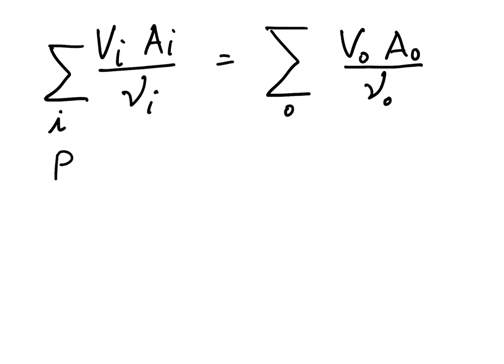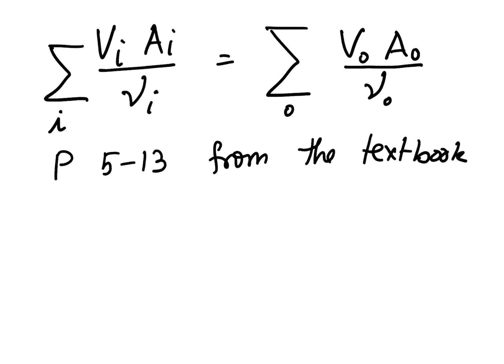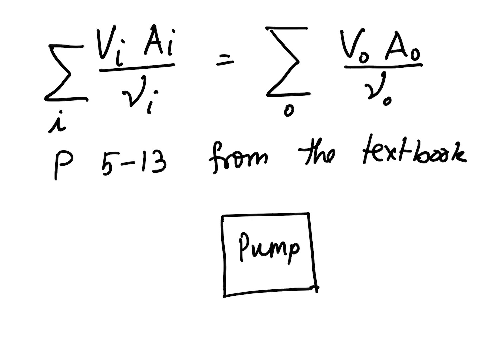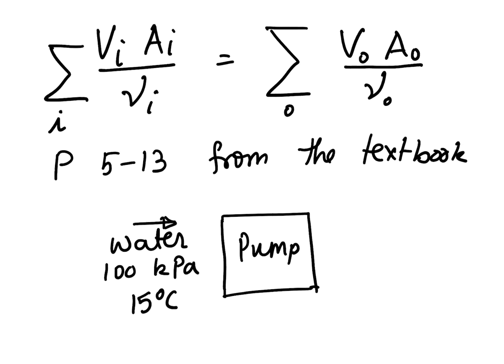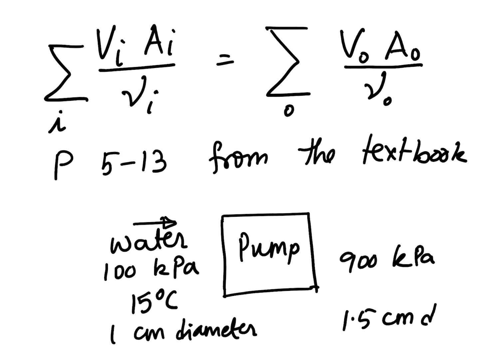As an example, I'm going to solve problem 5-13 from the book. And let me state briefly the facts of the problem. This is about a pump. The inlet to the pump is water at 100 kilopascal and 15 degrees Celsius. The pump exhausts the water at 900 kilopascal, and we do know that the inlet to the pump is a 1 centimeter diameter pipe, and the exit is through a 1.5 centimeter diameter pipe.